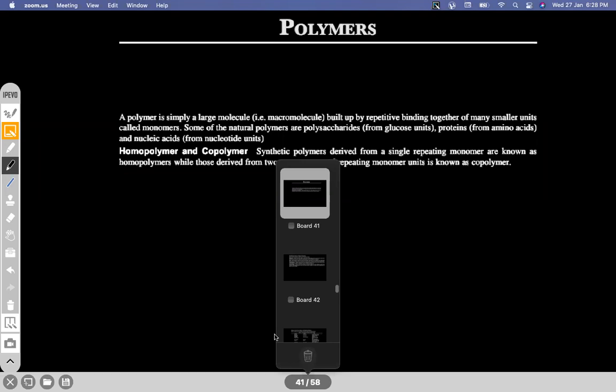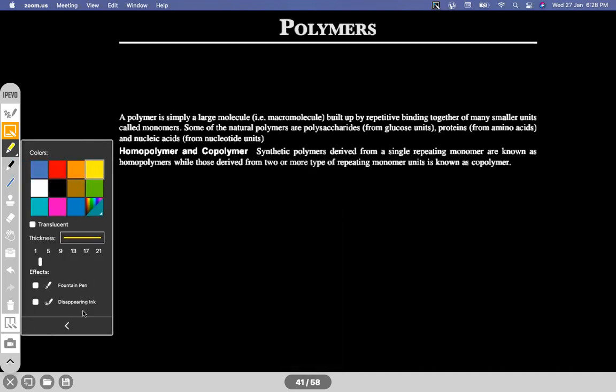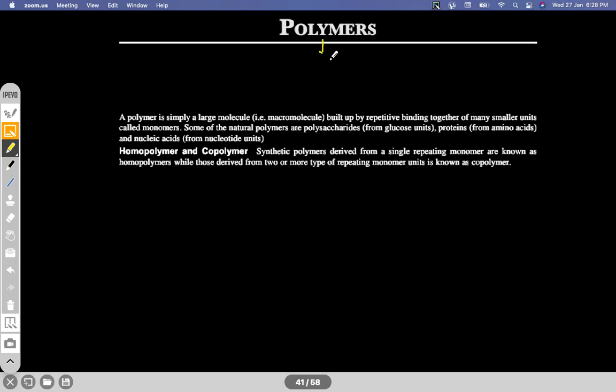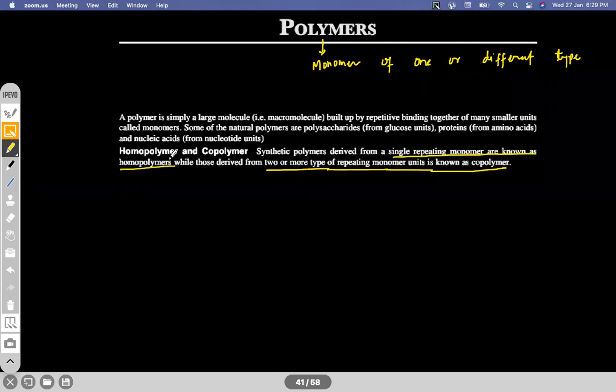A polymer is simply a large molecule which is built up by repeated binding together of many smaller units called monomers. When you talk about monomers, we have different types. We can have only one type of monomer, or more than one type of monomer. So polymers are made up of monomers of one or different type. If you have only one type of monomer, then it is called a homopolymer. Two or more types of repeating monomer units is called a copolymer, meaning different monomer units are present. In a homopolymer, we have only one type of monomer unit, a single repeating monomer.